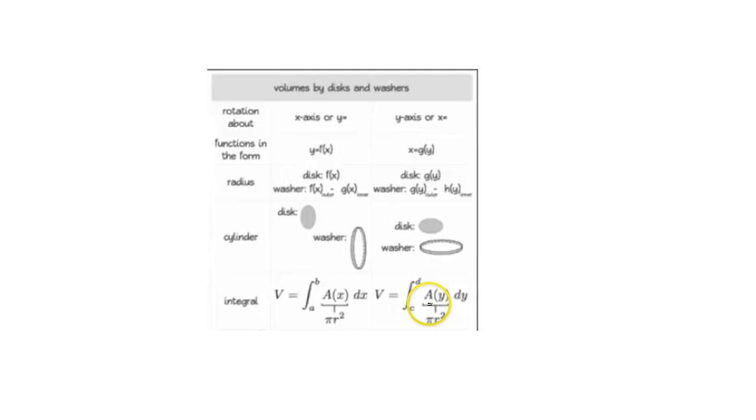Alright, so please understand, as we work with this stuff, use this chart like no other, just to help out when you're doing volumes by disks and washers, because it'll help you organize your information as to what to do. For example, I am rotating about the y-axis. How do I set up my equation? Well, my equation should be x equals a function in terms of y. As I write it, it should really just start to come out like this. It really does make sense.